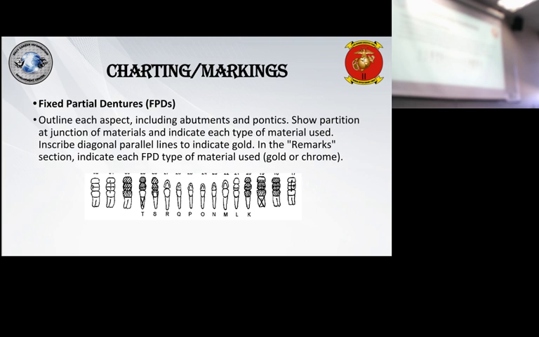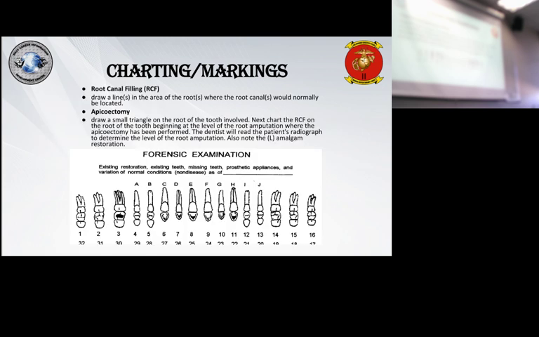When we're talking about fixed partial dentures, we're going to outline each aspect, including the abutments and the pontics. All right, show the separation and junction of the materials and indicate which type of material is used. Okay, and that's by coloring in outlines. When we're talking about a root canal filling, we're going to draw lines in the area of the roots that have been affected.